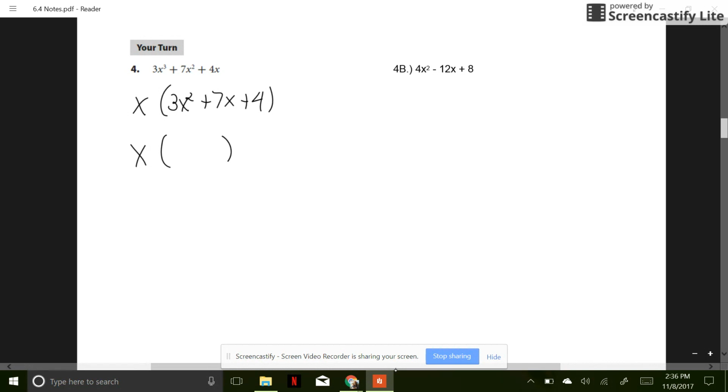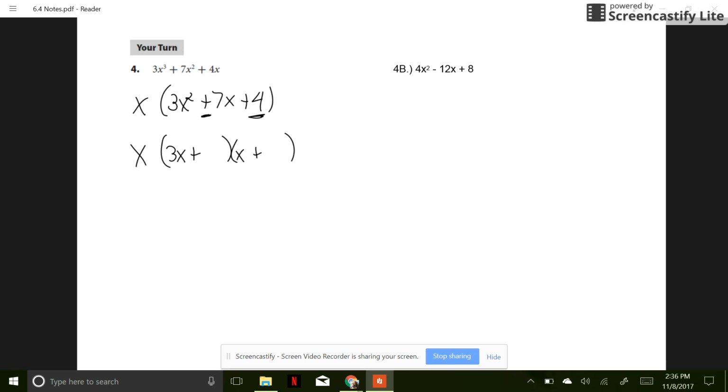So if we think about it, if we've got 3x squared, we know our first terms are going to be the ones that multiply to get that first piece. So with 3x squared, essentially the only option we have is 3x times x. Then we want to look at, well, what are our options here? We need our last terms to multiply to get 4. Since this is positive, we know our terms should be positive as well. And so multiplying to get 4, we'll have 1 and 4, and 2 and 2.